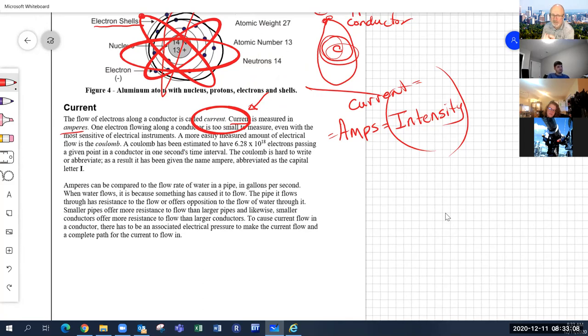Okay. So sometimes they use the word amps, and we compare it to a flow rate of water in a pipe, kind of like gallons per second. It's how much we have, right? It's the amount of flow, basically, okay? Did that kind of come up?